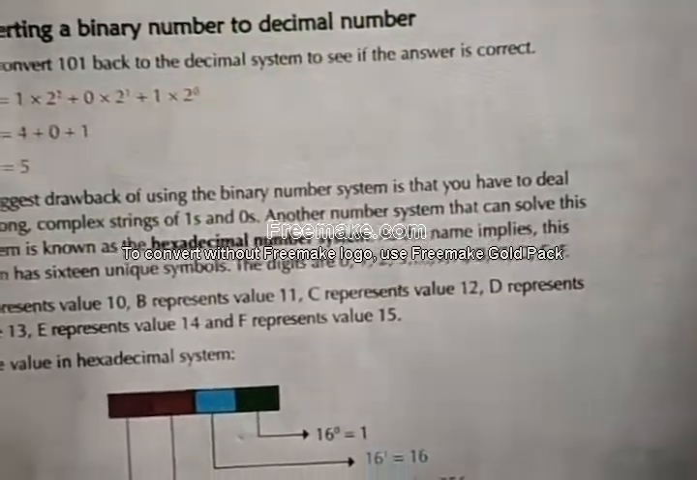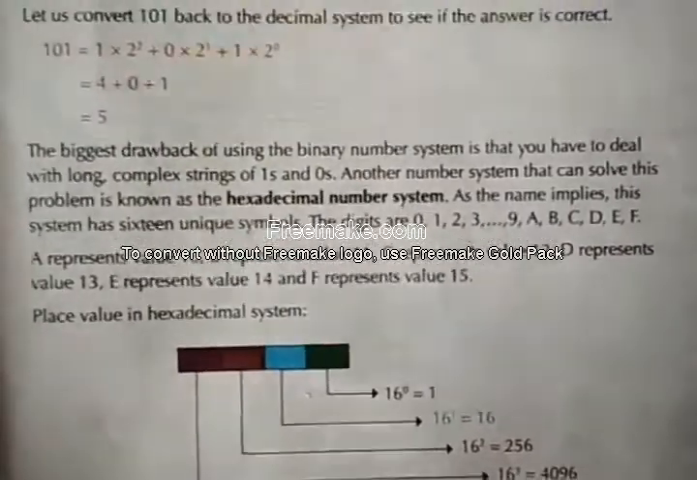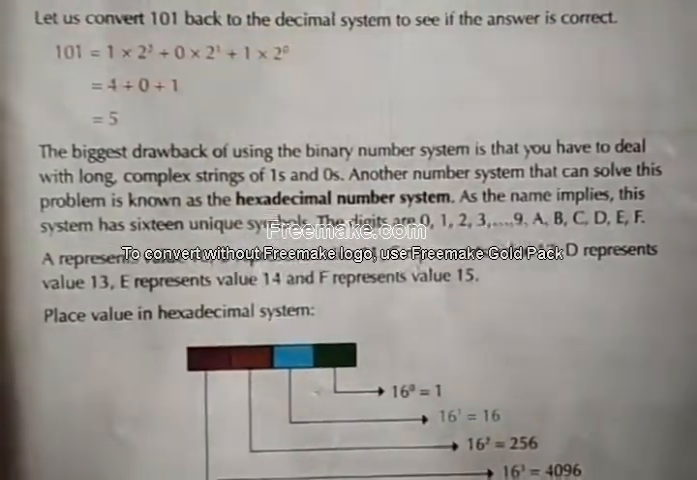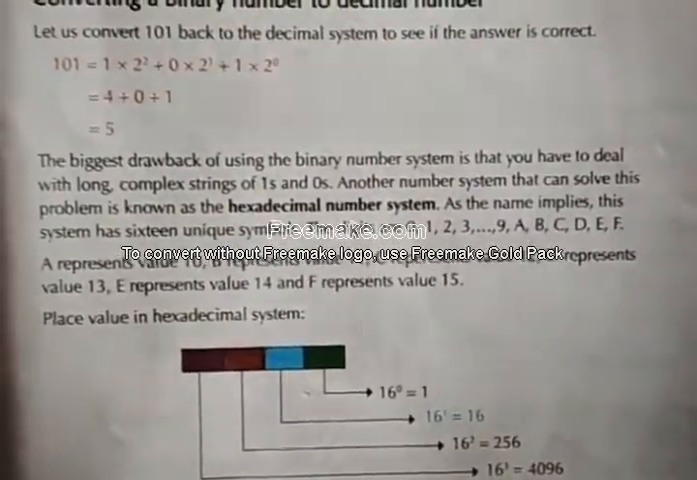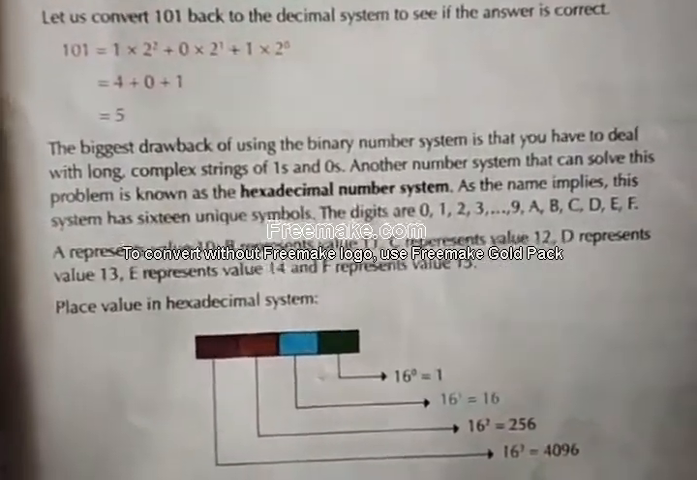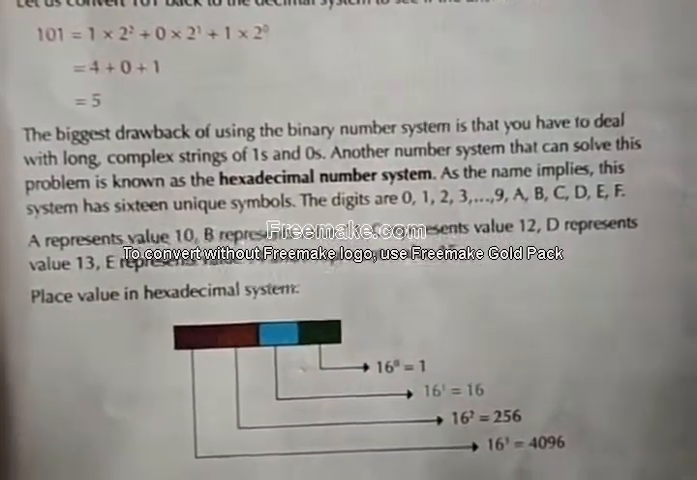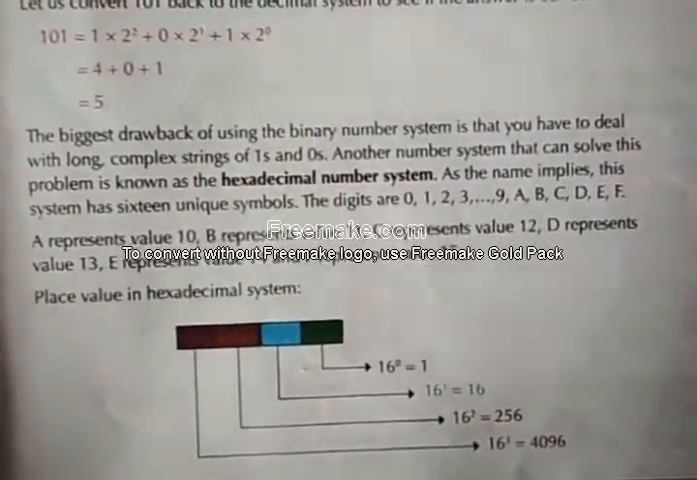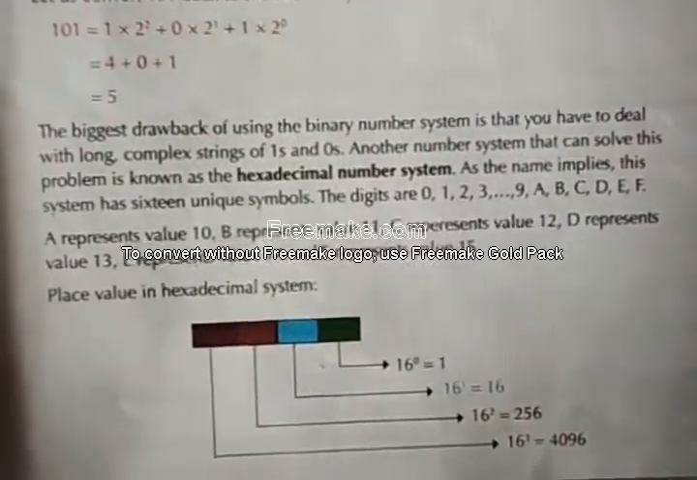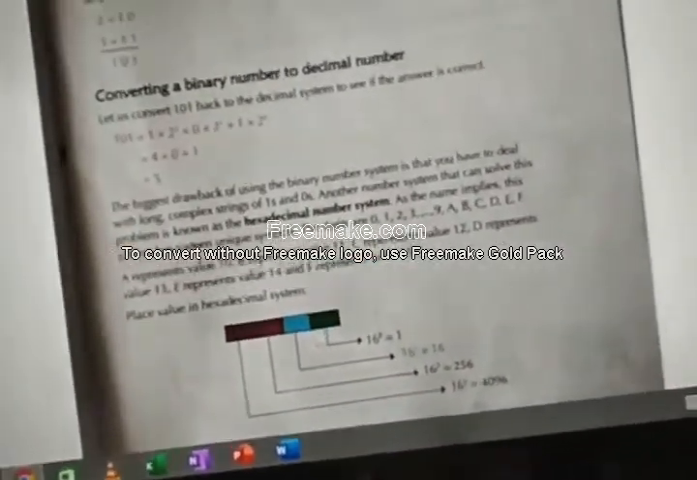So how many numbers will be? 16 numbers will be there. A represents value 10. B represents value 11, C represents 12, D represents 13, E represents 14 and F represents value 15. After 9 only, A will be 10, B will be 11, C will be 12. Okay. Next, we'll see how it does.